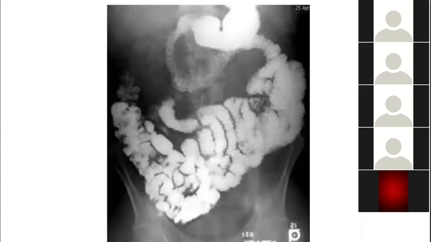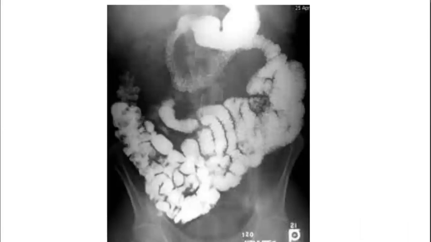So all those things in celiac's proof. So the jejunum will always have more prominent folds as compared to the ileum, which is almost foldless, and especially the distal ileum may not have any folds at all.